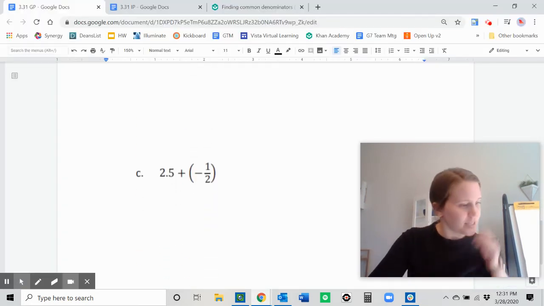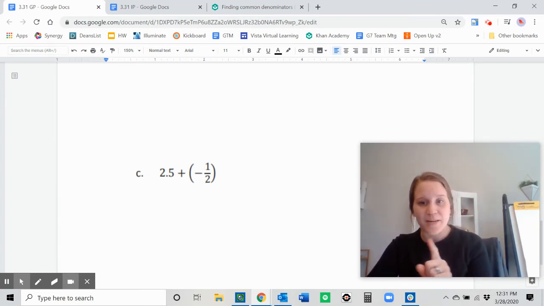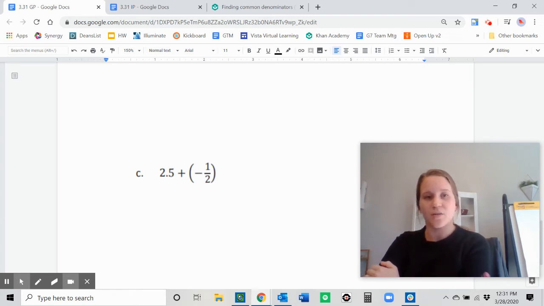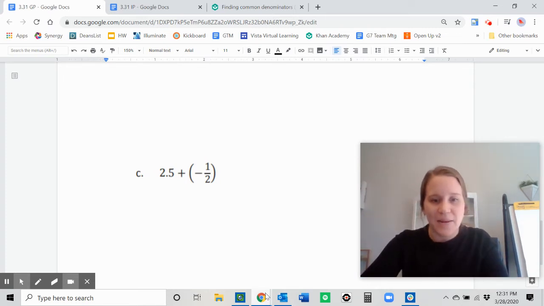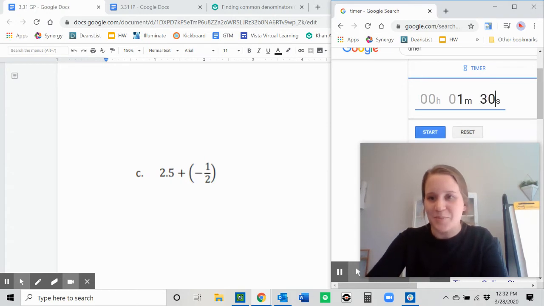All right, here is question C. I want you to try this one on your own, but one reminder before you get started is to change both of the numbers either into fractions or into decimals. So if you want to change them both into decimals, for example, look at negative 1/2, think about what negative 1/2 would be as a decimal number, and then follow your rules for adding and subtracting decimals. Okay, I'm going to go ahead and get a timer up on the screen, and I will give you, let's say a minute and a half for this one, and I'll do it with you. Go ahead and get started.